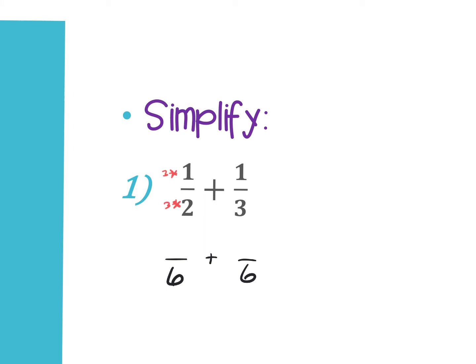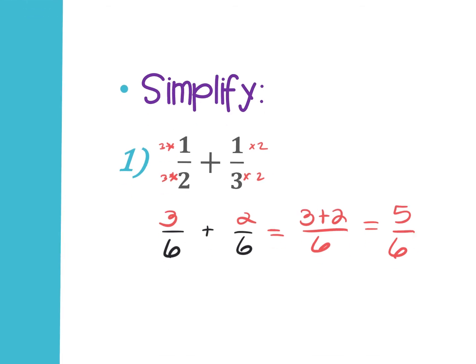So then this new numerator would become a 3. Over here, to change the 3 to a 6, I times it by 2. And then now that you have the common denominator, you just go back and add the numerators. So it'd be 3 plus 2 over 6, which the final answer would be 5 over 6. So remember, when you're finding a common denominator, you're not adding to make the denominator get higher. It's always multiplying. And whatever you do to the bottom, you do to the top. Let's try number 2 below.